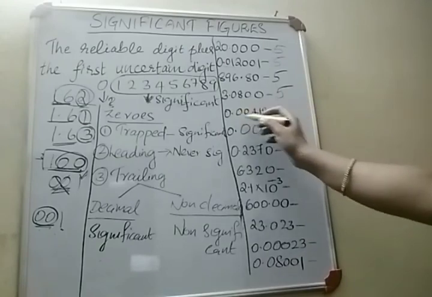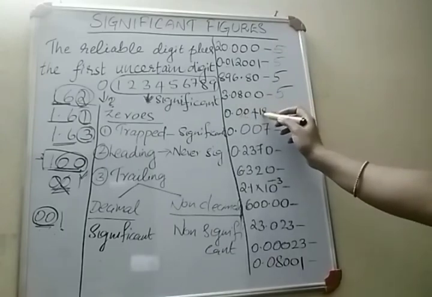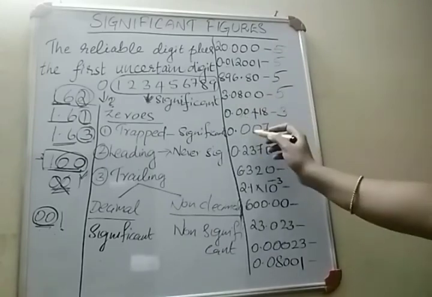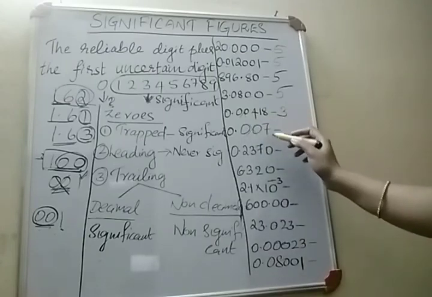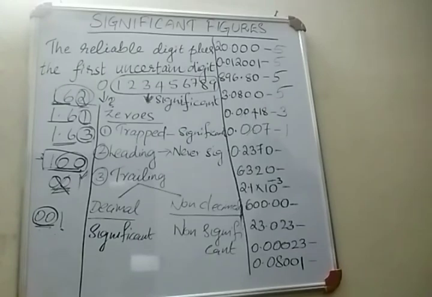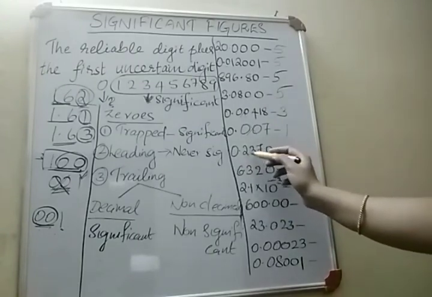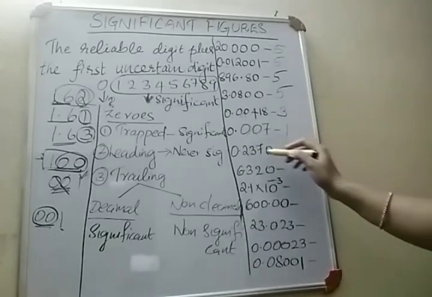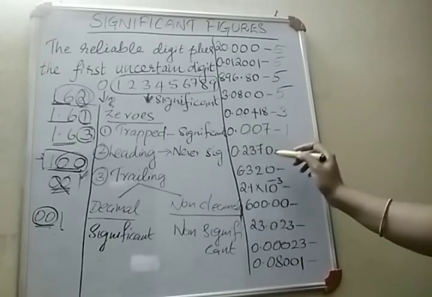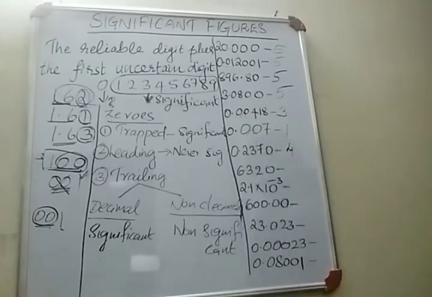Then consider this number. Here these are the leading zeros, so it won't be significant. Then what are the significant digits? 1, 2, 3. Here these two are the leading zeros, not significant. So only 7 is the significant digit, so the number of significant digits will be 1. And here these three numbers 2, 3, 7 are significant digits, and again it is a trailing zero, but it is a decimal number, so it is significant. 1, 2, 3, 4. Number of significant figures is 4.